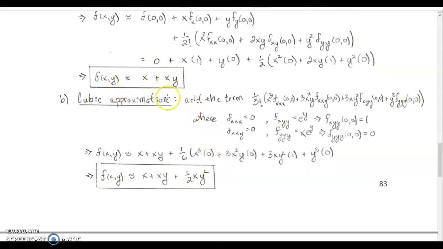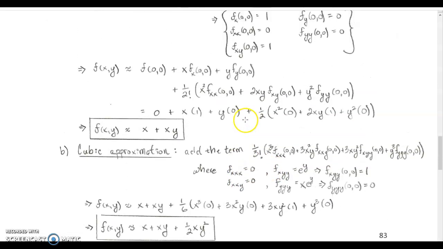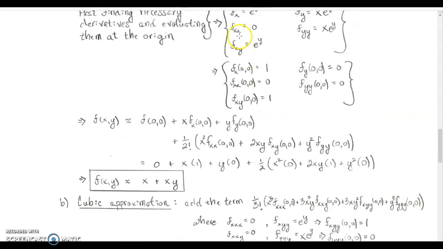So I keep the quadratic and I just add the cubic term, which is this guy. So now I need the third order derivatives. So I need f sub xxx, which, if I look back up here, f sub xx is already 0, so the third order derivative is 0. F sub xxy, again, since f sub xx is 0, f sub xxy is 0. F sub xyy, so that's f sub xy, and then take the derivative with respect to y, and I get e to the y. So now f sub xyy at 0, 0 is 1.